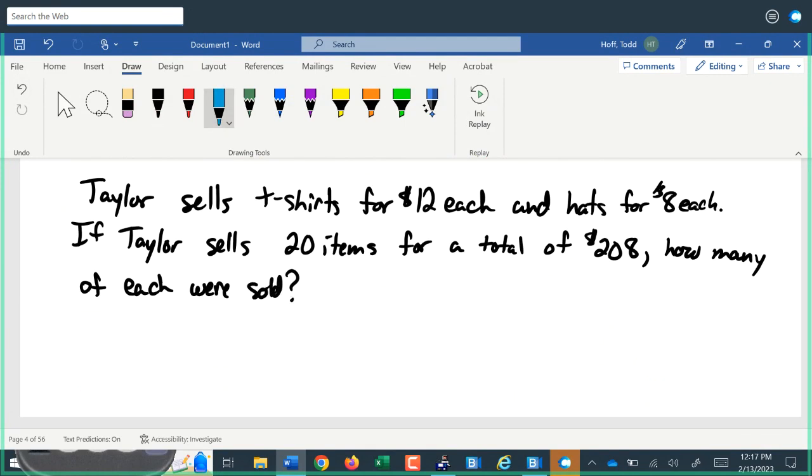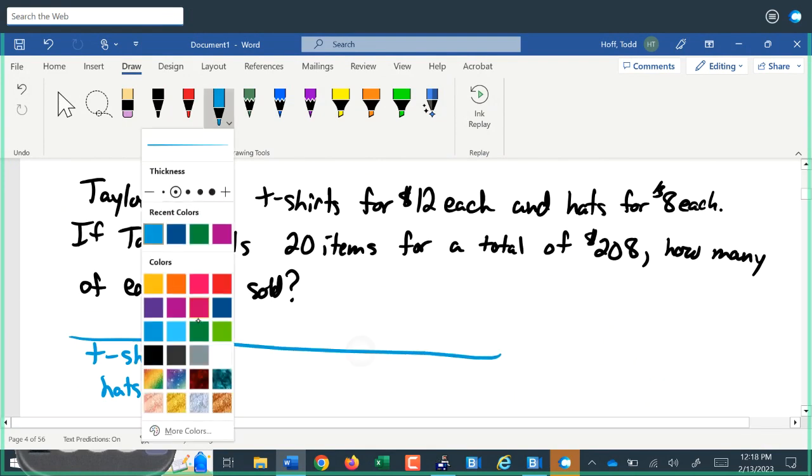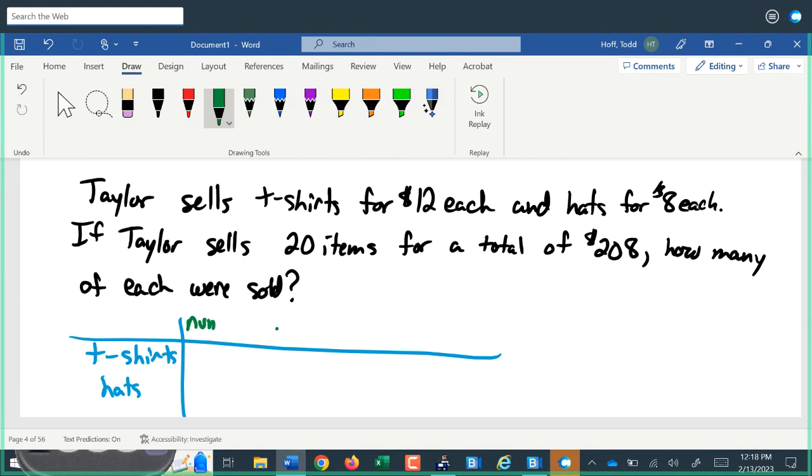So this one looks very similar to the other one, but there's some very important differences. Let's start off with the 2 things we're trying to find, the t-shirts and the hats. What we're actually trying to find about each of them is the number sold. In order to express them as a single variable, I need to find a relationship between them. In this problem, it's a little more subtle. It doesn't say that one is 3 times the other or 4 times the other. It says there's a total of 20 items. So that means the two amounts add up to 20 items.